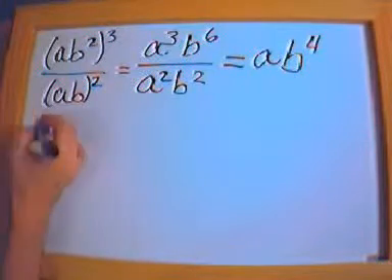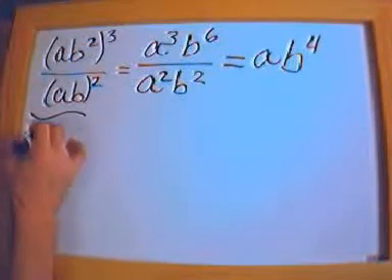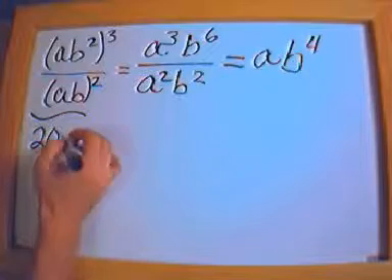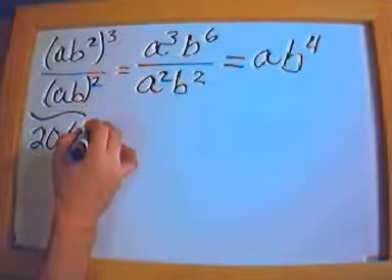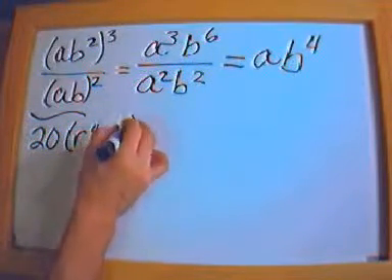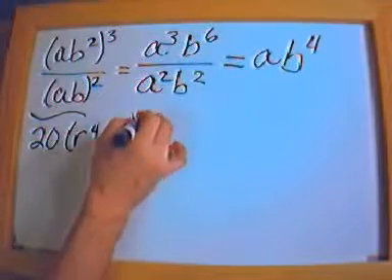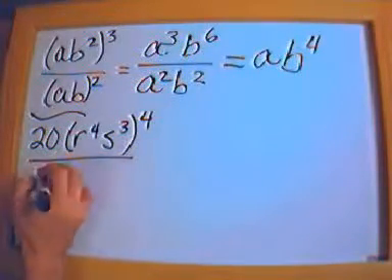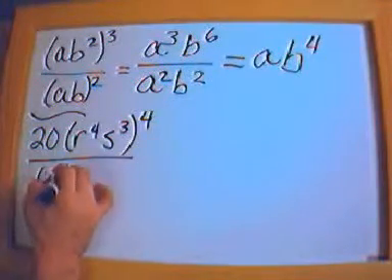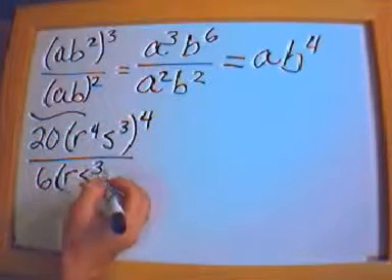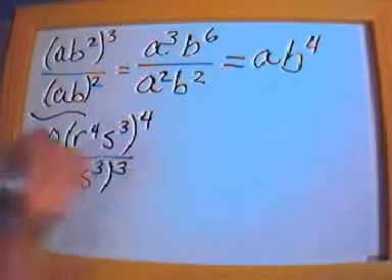Okay? What if we have 20 times r to the 4th, s to the 3rd, raised to the 4th, over 6 r, s to the 3rd, raised to the 3rd.